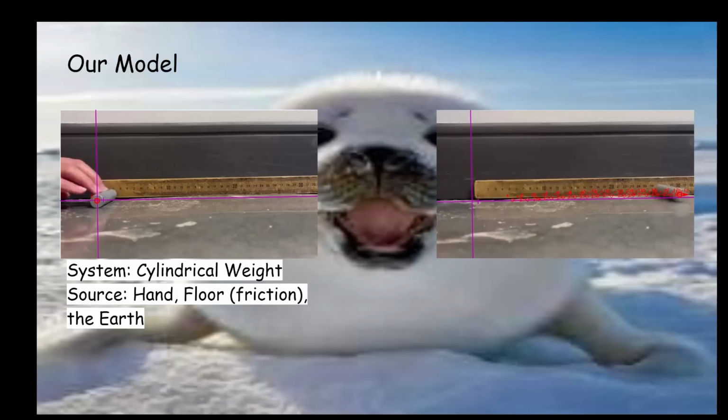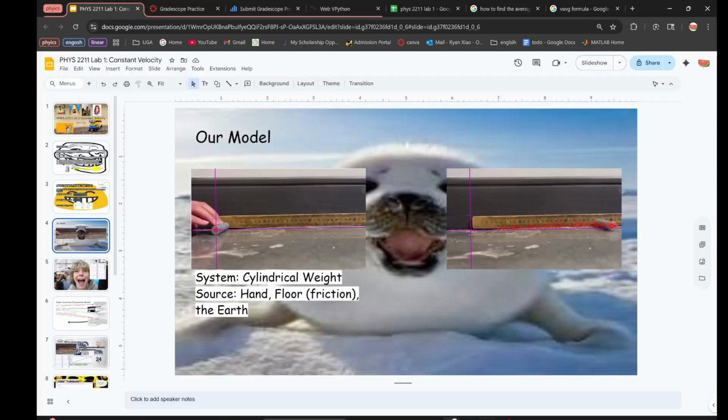So our model here, we had a weight that we set on the ground, we put Tracker axes there, and then we just pushed it from the left to the right. So we're moving in the positive x direction. And so our system here is our cylindrical weight, and the surroundings are the hand, floor, ground, and everything else touching it. There's the first frame, the last frame, and then here's the total video of it.